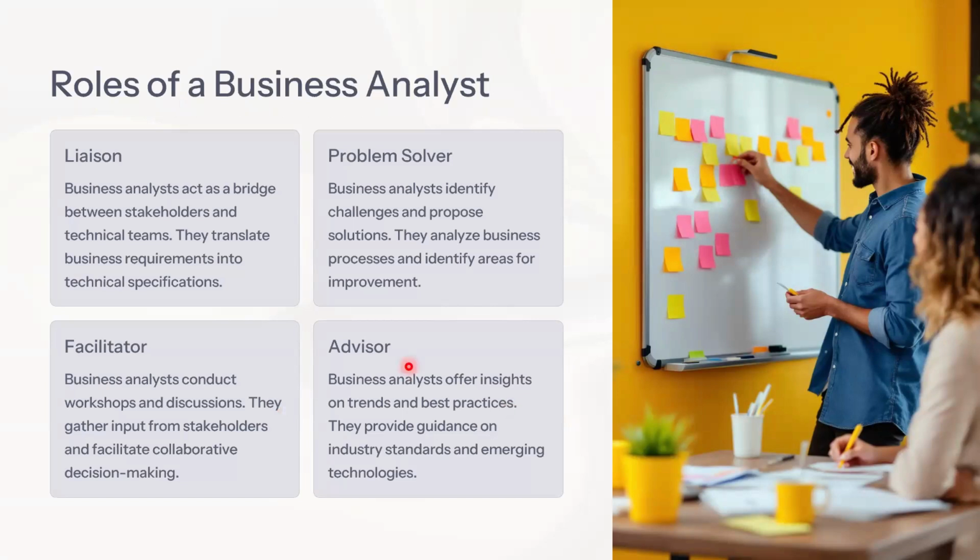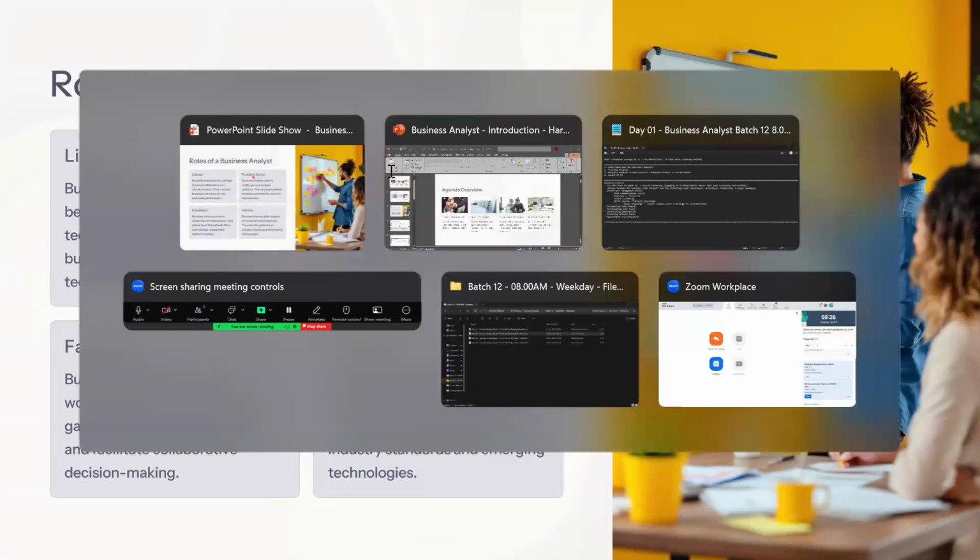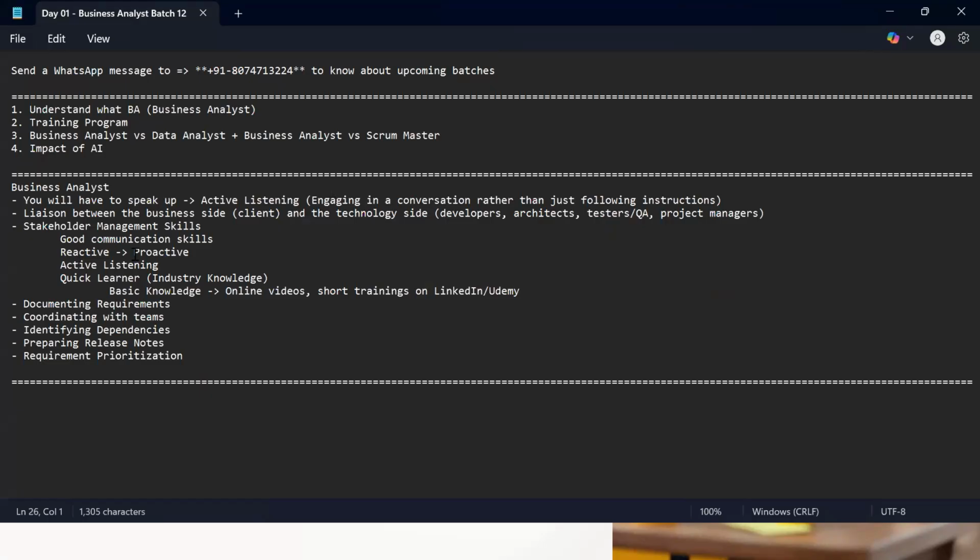Okay. So we have already discussed what a BA will do. You will be acting as a liaison, a problem solver, facilitator, and advisor. Now let's understand what this problem solver means. When I told you that we have to move away from being reactive to being a proactive person, essentially what we are trying to do is identify solutions to a problem.